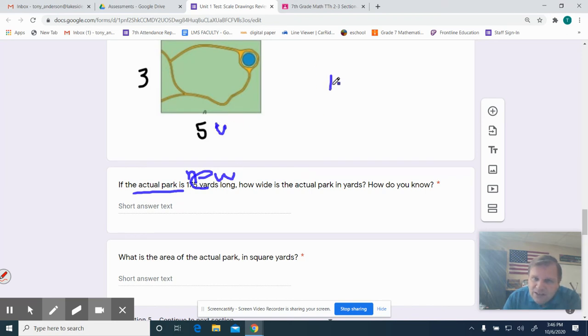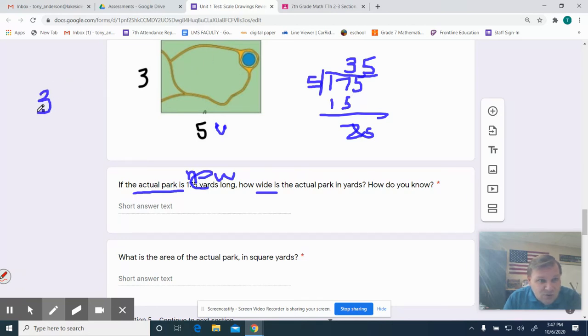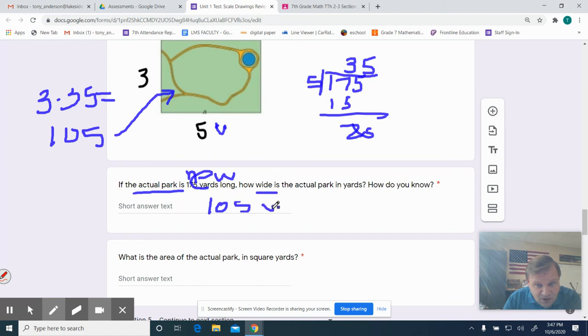So I'm going to divide 175 by 5. And that's going to give me 35. Okay, so if I want to know how wide the park is, I've got to do 3 times 35. All right, and if I do 3 times 35, that's going to give me 105. So I know that the width of the actual park is 105 yards. Okay, so that's going to be 105 yards.